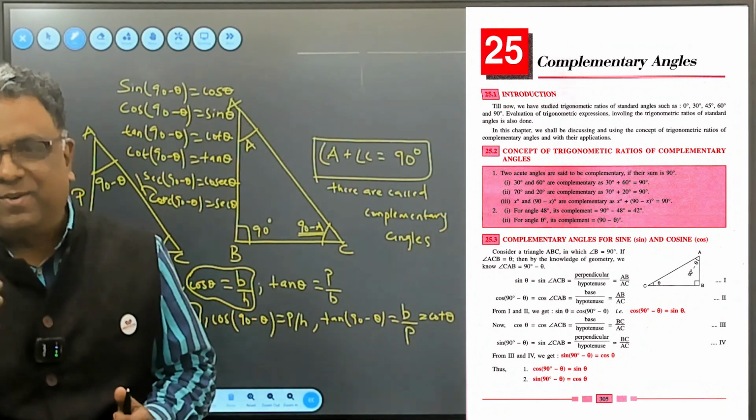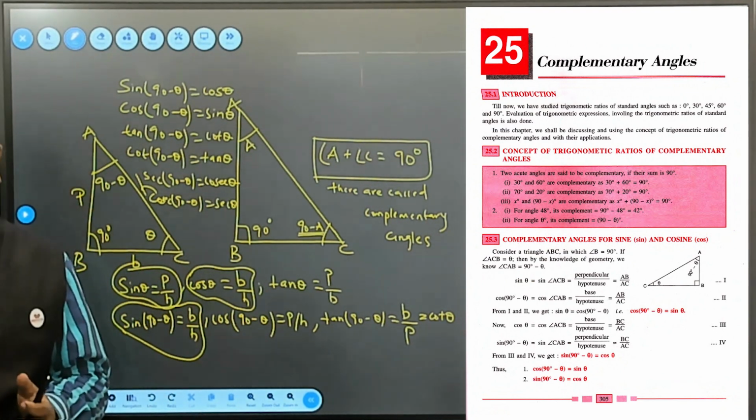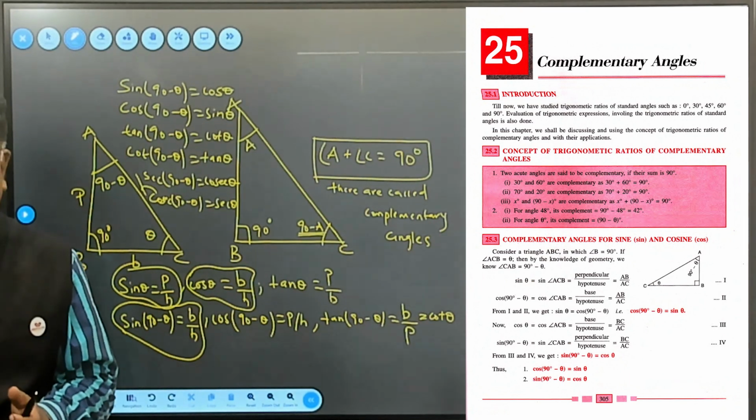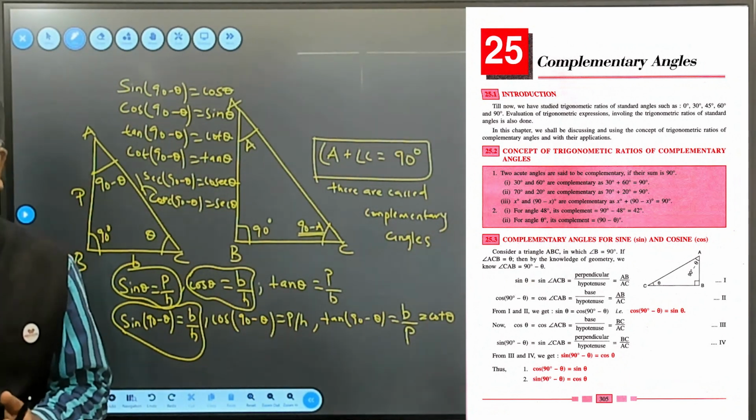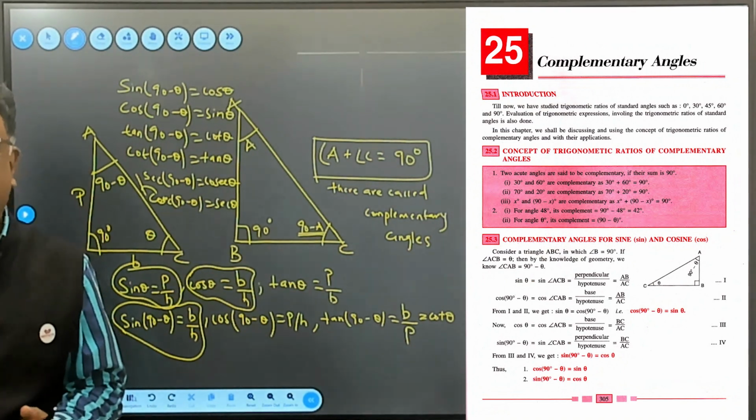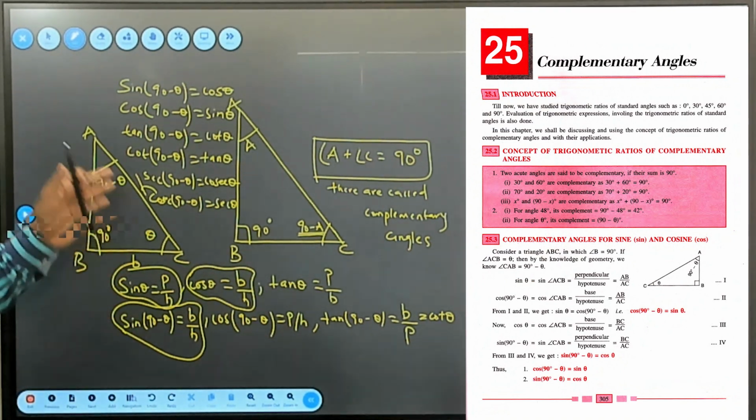So always 90 minus theta: cos 90 minus theta, sine theta. Sine 90 minus theta, cos theta. Tan 90 minus theta, cot theta. Cot 90 minus theta, tan theta. Sec 90 minus theta, cosec theta. Cosec 90 minus theta, sec theta. And we have proven this by using this triangle. Okay.